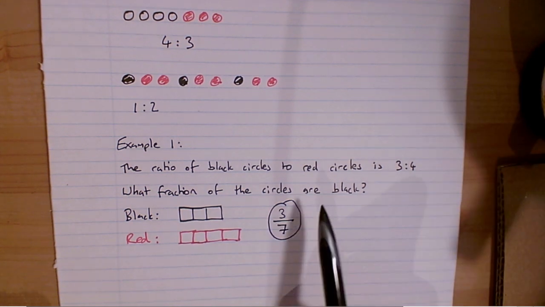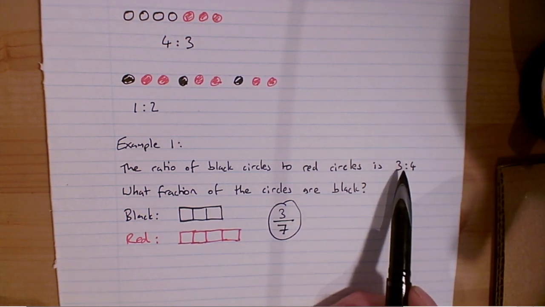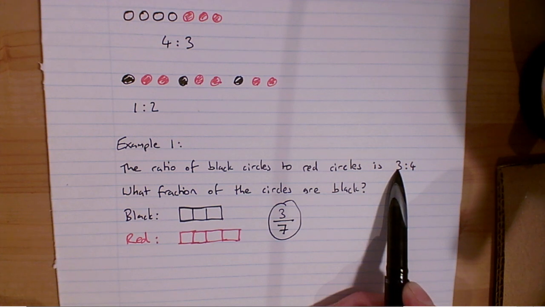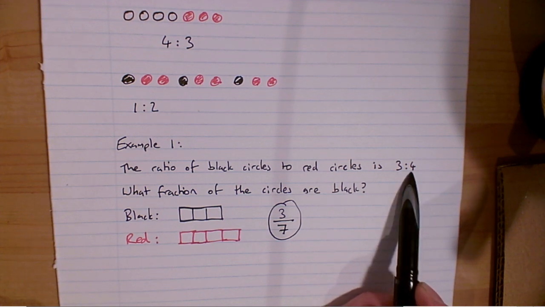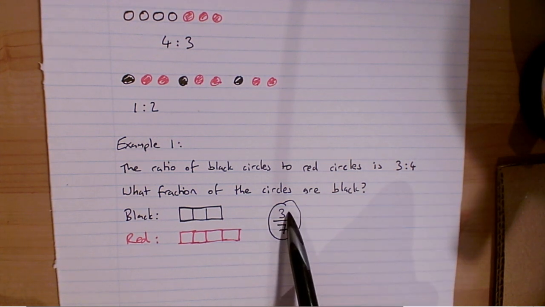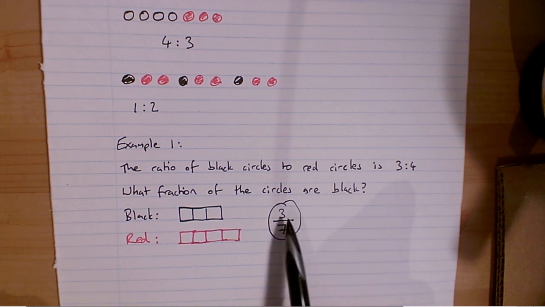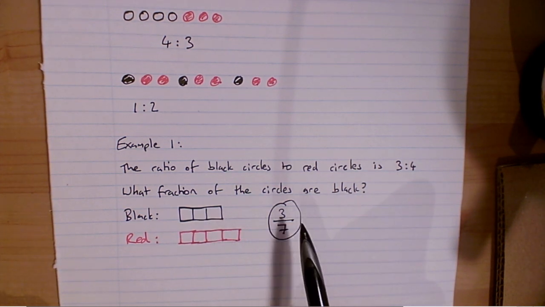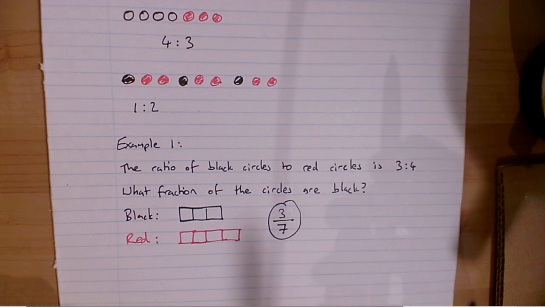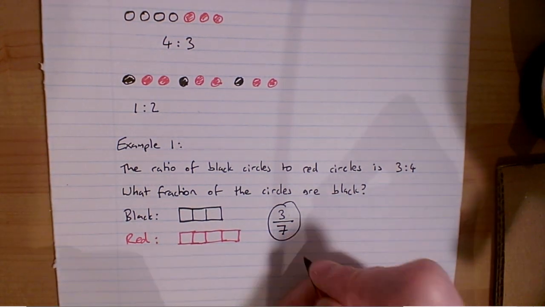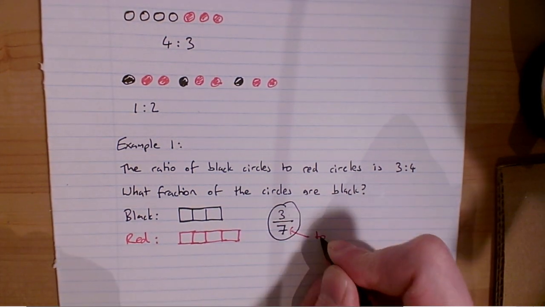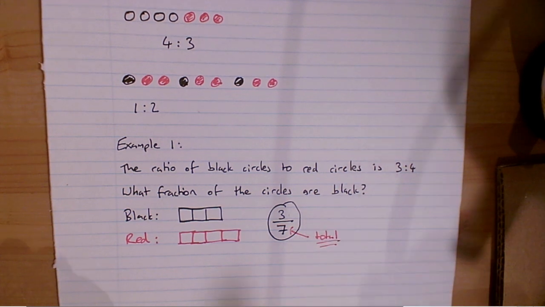So how did we do that? I drew a bar model. So I drew 3 black boxes and 4 red boxes. The numerator, because I'm asking what fraction of black, is just the number of black boxes. And then the denominator is the total. That's the thing that we get mixed up on most often. Okay, the denominator is the total. Please copy that down into your books, please. Make sure you understand what's going on.